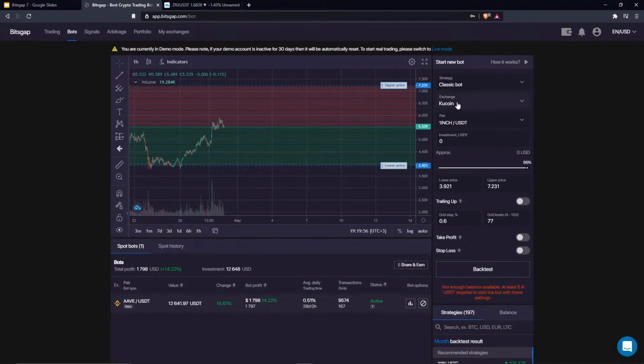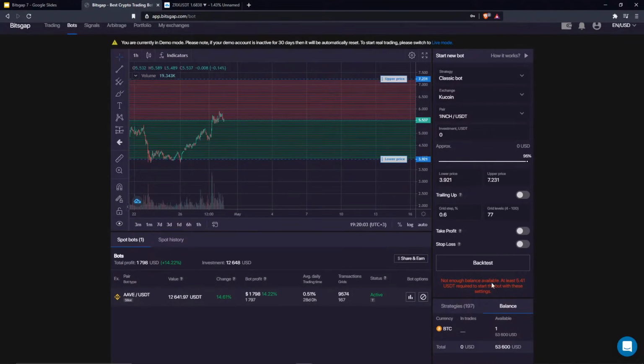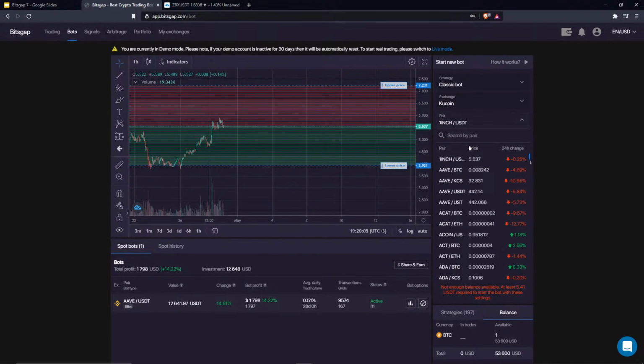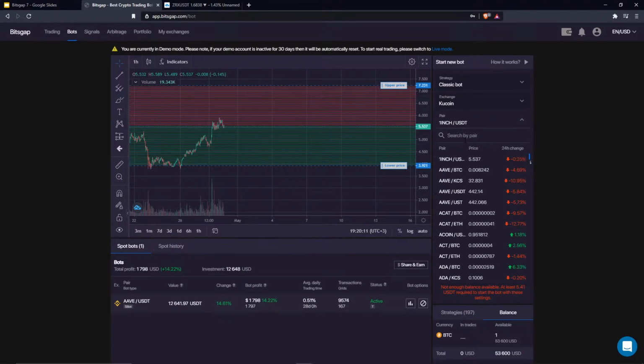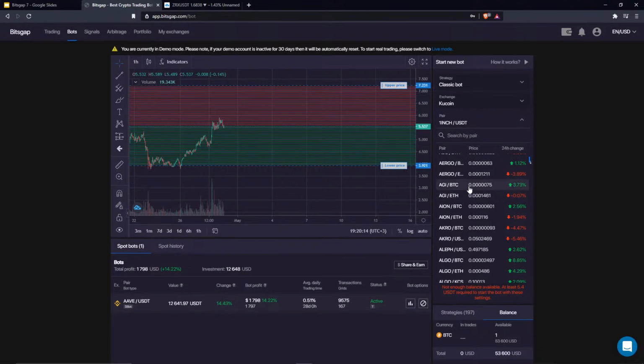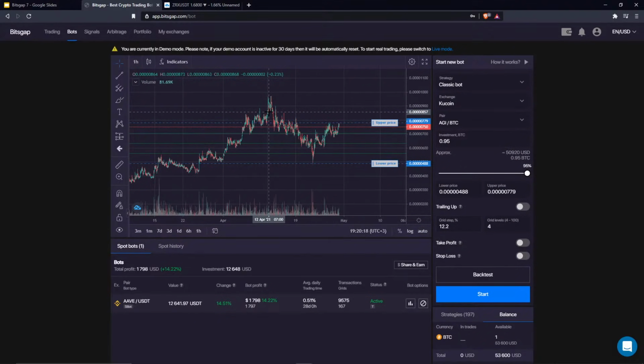So for example, we decided to trade on KuCoin. We want to launch the bot on 1 inch to USDT. Let's see if we have funds. We actually have Bitcoin only, so let's then trade 1 inch to Bitcoin if we have. No, we don't have it. Then let's choose something that we can trade to Bitcoin, for example, AGI to Bitcoin. So that's it. We look at the chart.